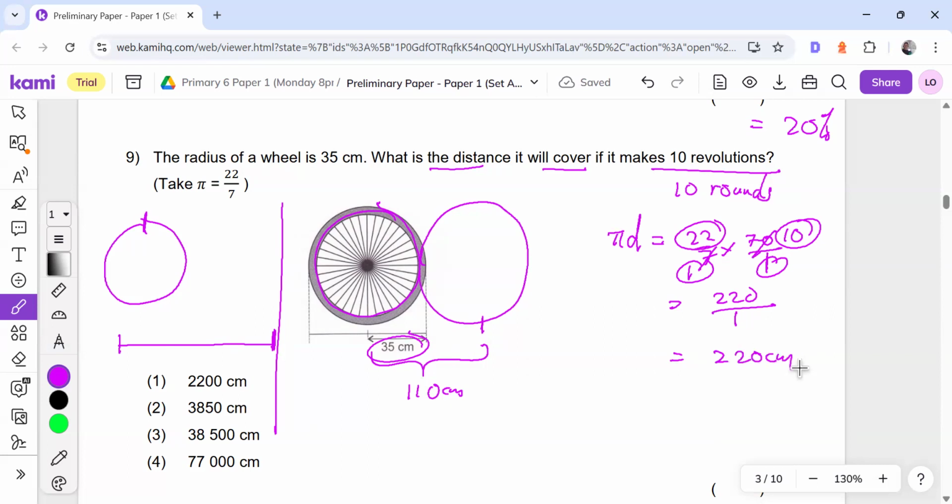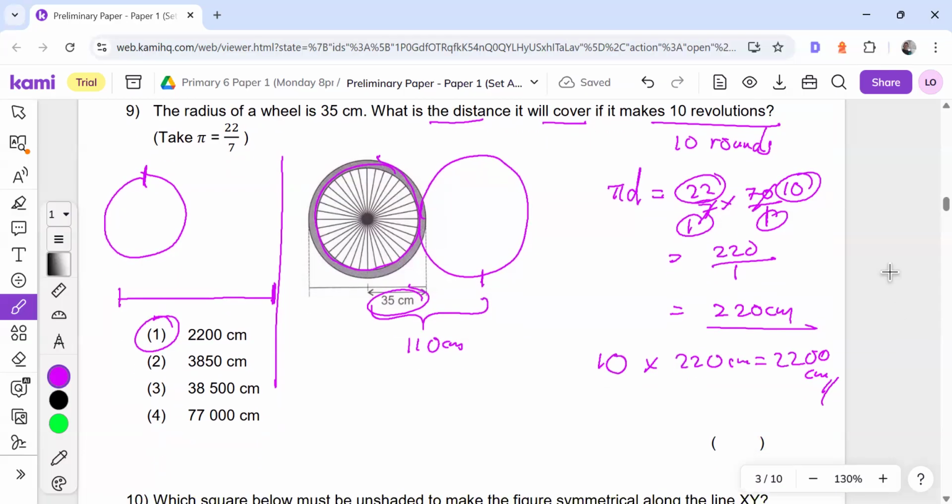So when the wheel makes one round, what's the distance traveled? 220 cm. But that is not the answer, because the wheel makes 10 rounds. So 10 times 220. And that will be 2,200 centimeters. So the wheel travels 2,200 centimeters in 10 rounds. So every time you see the wheel make revolutions, is that area or circumference? That is a circumference question. All right, so don't find area.